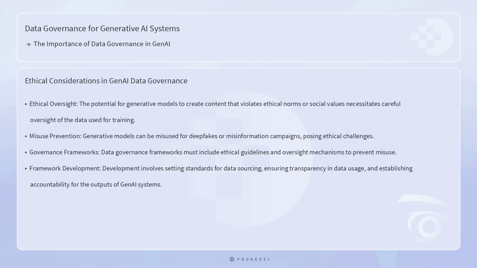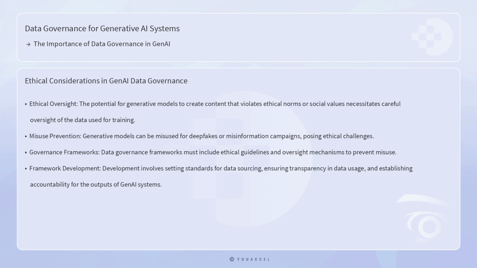Ethical considerations are a significant aspect of data governance in GenAI. The potential for generative models to create content that violates ethical norms or social values necessitates careful oversight of the data used for training. For instance, generative models that create realistic images or texts can be misused for deepfakes or misinformation campaigns, posing ethical challenges.